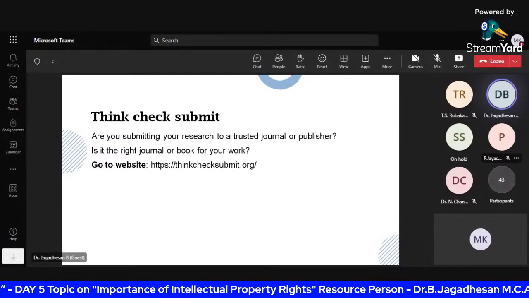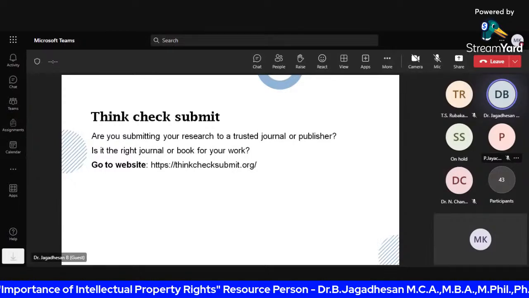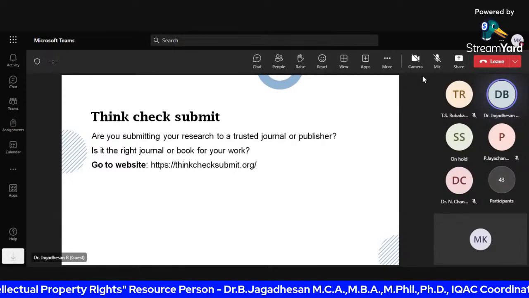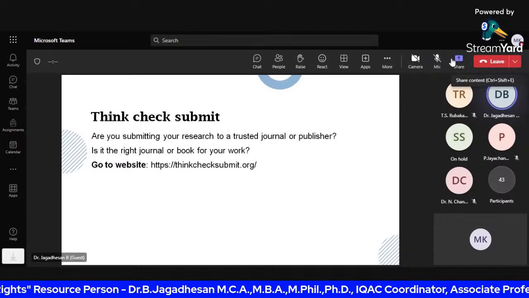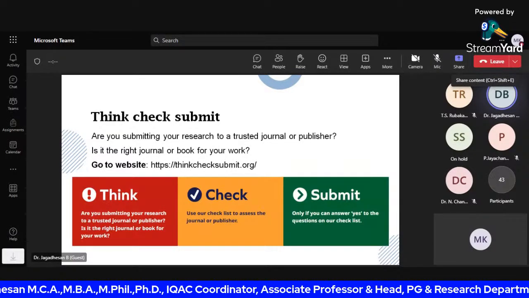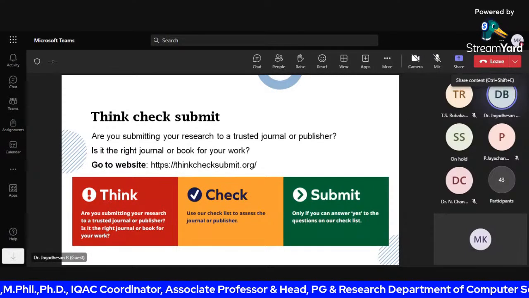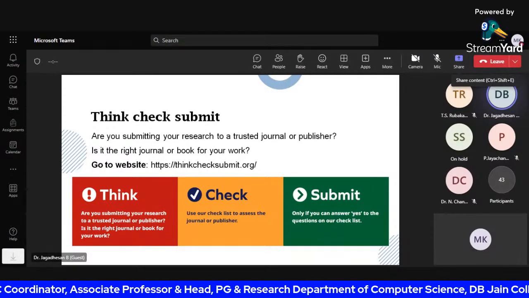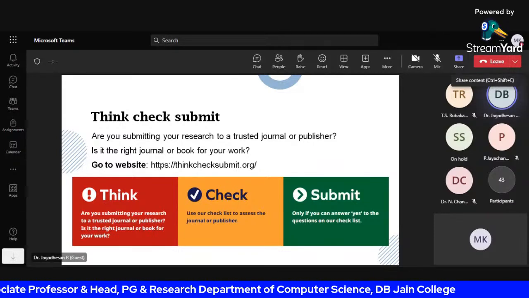The website name is thinkcheck.submit.org, please note it down. If you click the particular link or website, there are three options. The first one is Think.